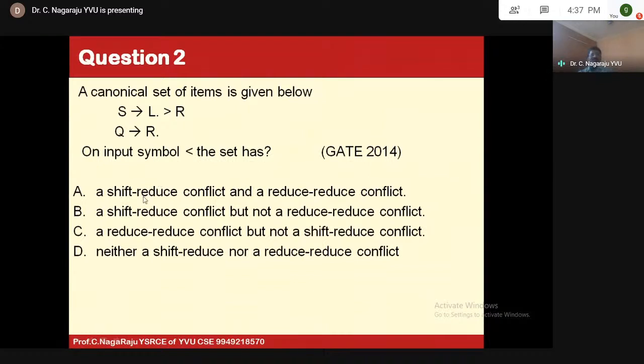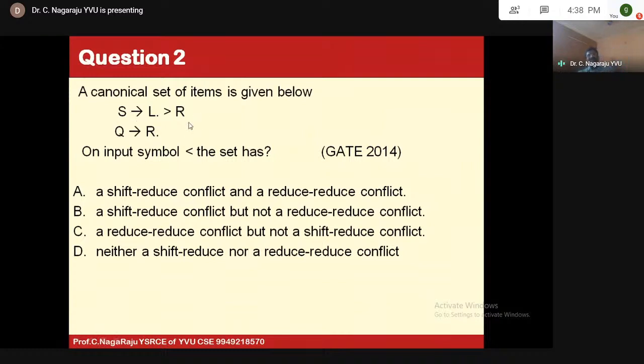What will happen? A shift-reduce conflict and reduce conflicts occur. Second, a shift-reduce conflict but not a reduce conflict. Third, a reduce conflict but not a shift-reduce conflict. And fourth, neither shift-reduce nor reduce conflicts. You see that? So which of the following is correct?